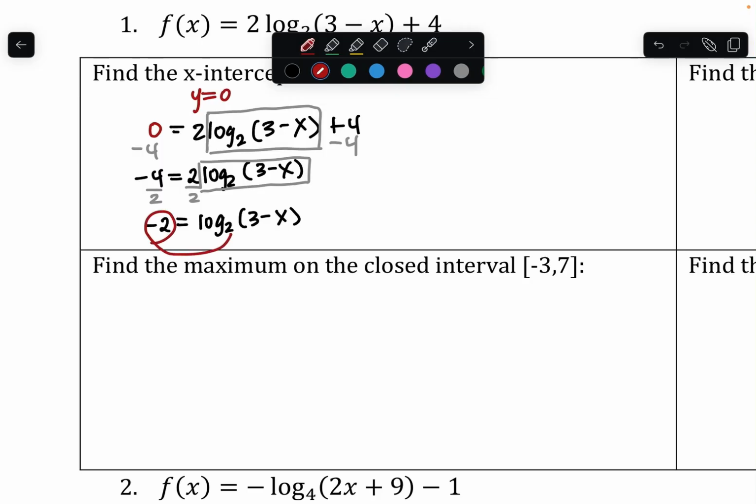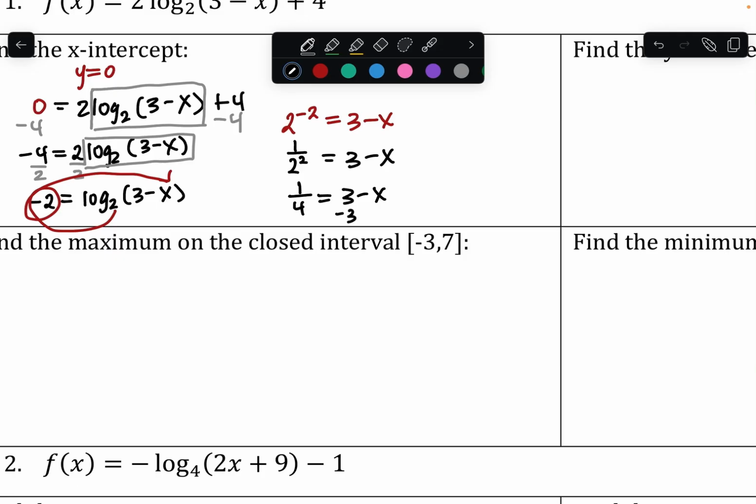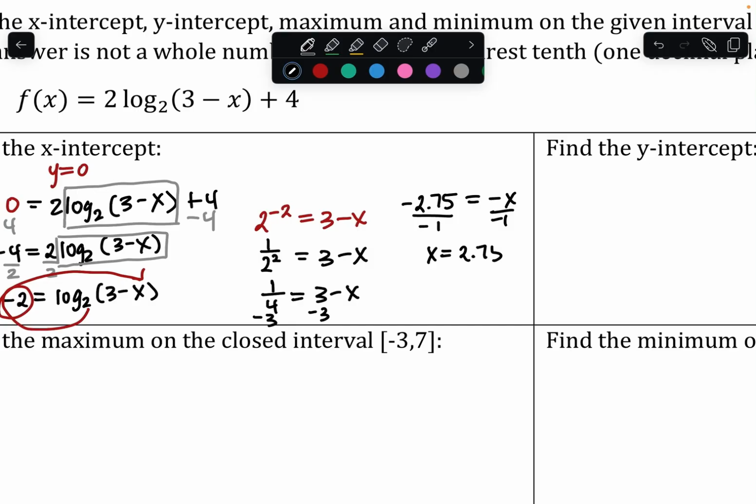2 to the -2 power equals 3 minus x. 2 to the -2 is 1 over 2 to the positive 2. And then 2 squared is 4. And then to isolate x, subtract 3 from both sides, which would give me -2.75 equals -x. Divide both sides by -1. We get x is positive 2.75.